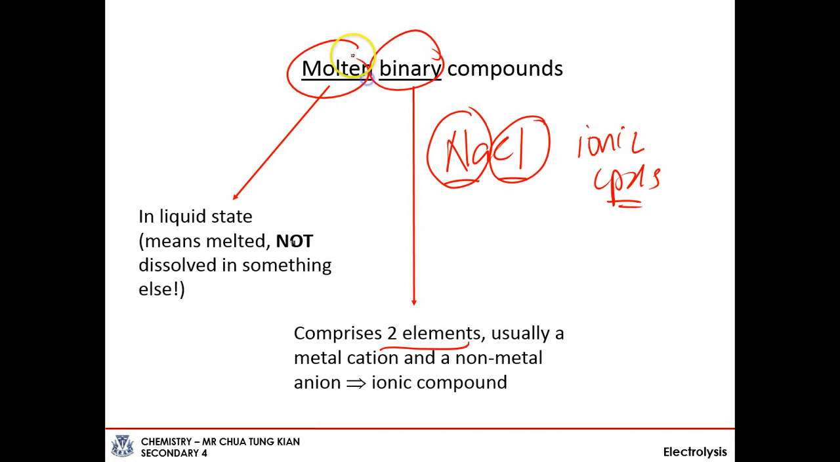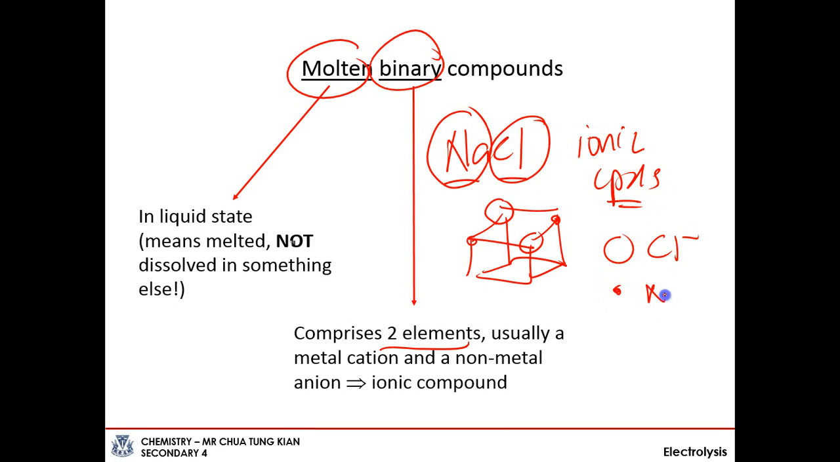So why molten? Because if you recall, NaCl is arranged in a crystal lattice structure. So let's say this is the diagram of NaCl, and the circle here represents Cl minus, the dot represents Na plus. In solid state, they are arranged at fixed positions in the lattice, so they are not free to move, they cannot conduct electricity. But in the liquid state, all these electrostatic forces of attraction between the Na plus and Cl minus ions are broken and they are free to move.